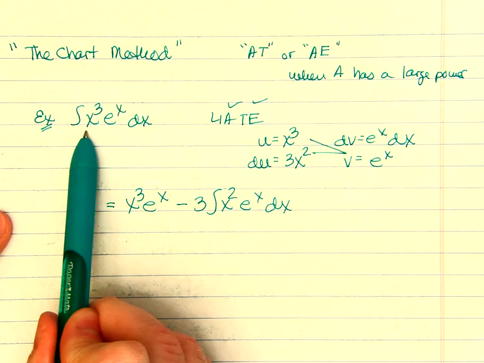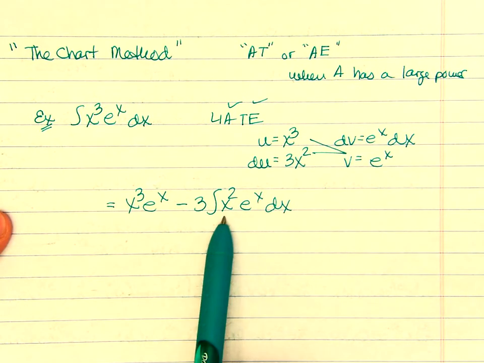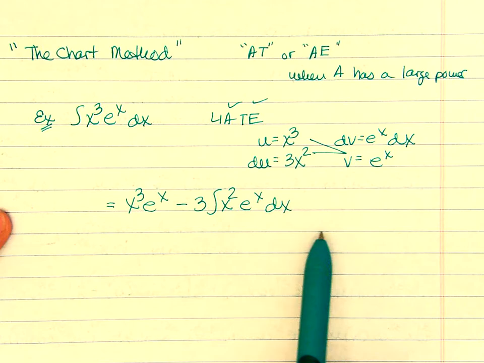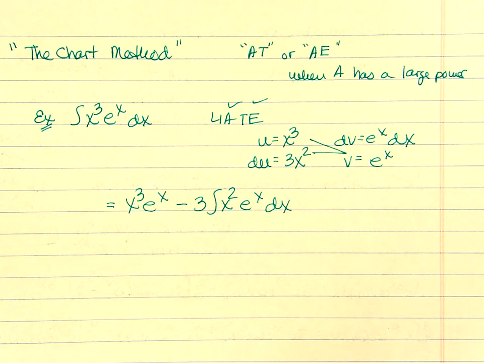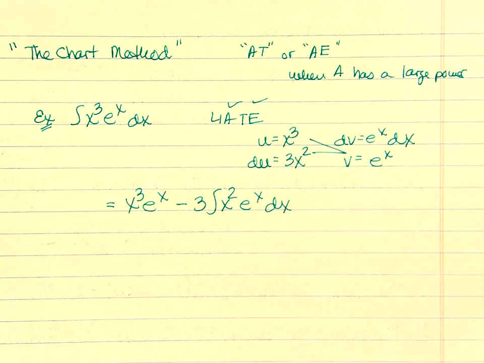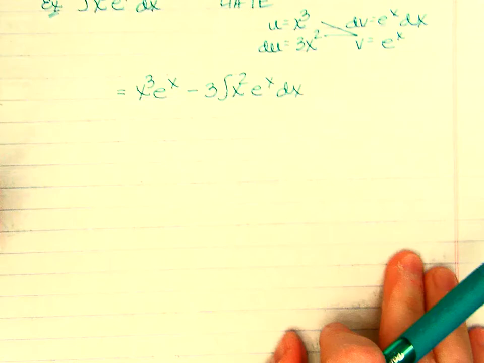The whole point is initially I had an x cubed, now I've got an x squared. When you do integration by parts again, you're going to get an integral with an x in there, and you'll have to do integration by parts on that. Let me show you this new chart method.